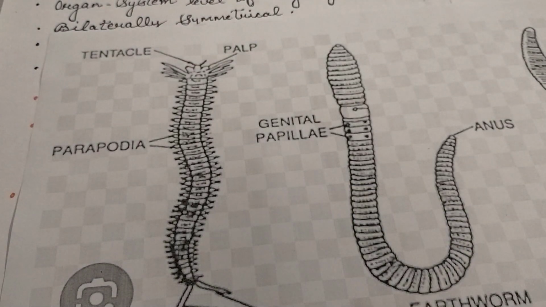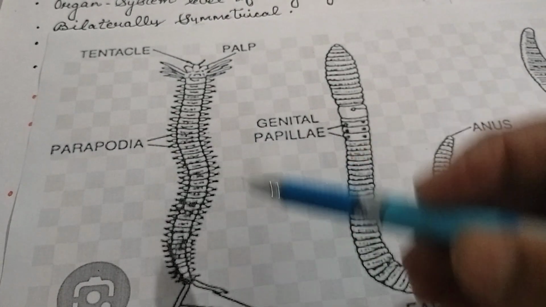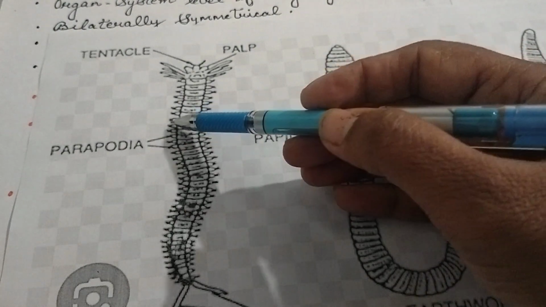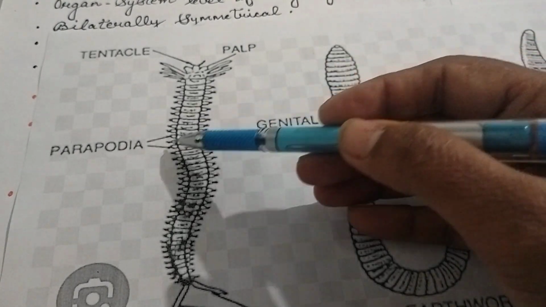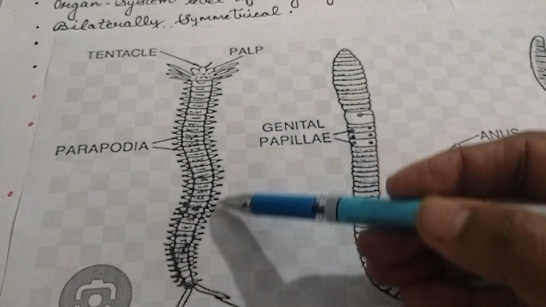In animals, these appendages help in locomotion. Listen carefully to what I am saying. The appendages are attached to the main body and these appendages help in locomotion. And here in annelids, these appendages are attached on the lateral sides of the body. See, on both sides of the body, on the lateral side, you can see all these appendages.